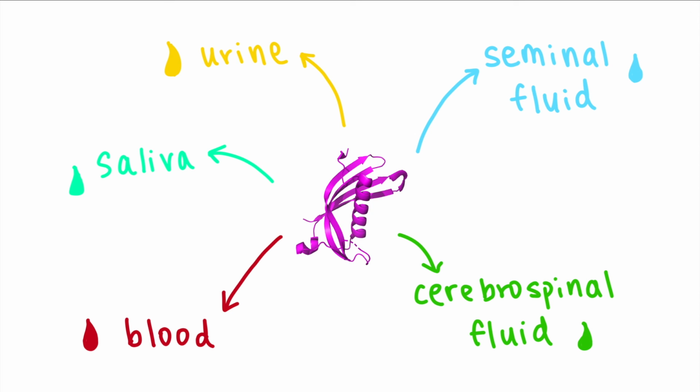Its widespread presence across our body indicates that cystatin C has a vital role in regulating protein breakdown. So as you can imagine, when things go wrong with cystatin C, there can be dramatic effects on the body.